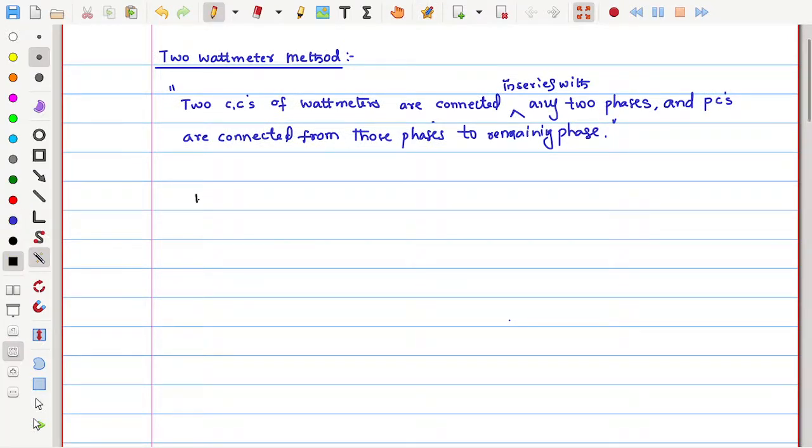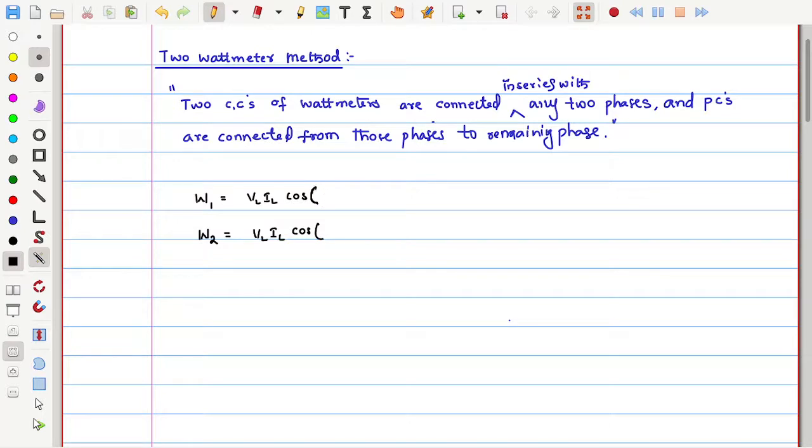We saw that in the last session. So how much was the W1 reading? Can somebody tell me? VL IL cos, is it 30 minus theta or 30 plus theta? Just refer back to your notes. What about W2? VL IL cos. What did we get in the last session for the W1, W2 readings?